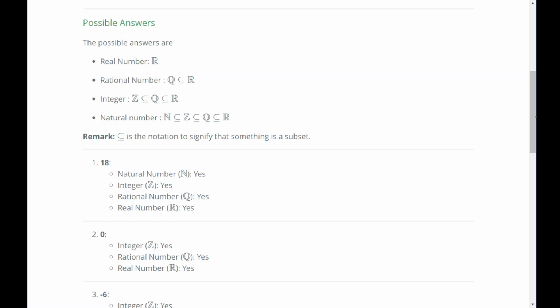And let's go through these very quickly. So first off, we have 18. Yes, it's a natural number. So that means it's an integer, a rational number, and a real number. By default, it's a positive integer.